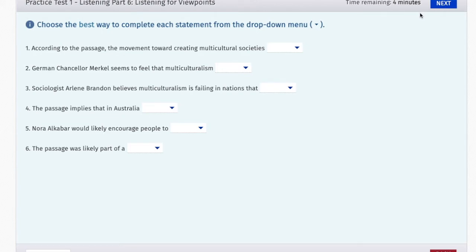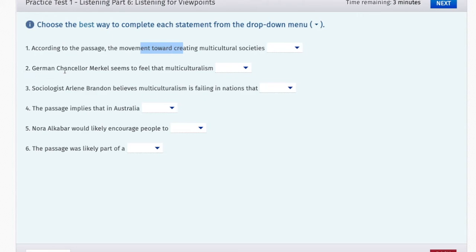So looking at the questions, the first part is we should always look at the question for the keyword. So here, movement toward creating is key, not the passage and not multicultural societies. Multicultural societies is not a keyword because that was the whole topic.